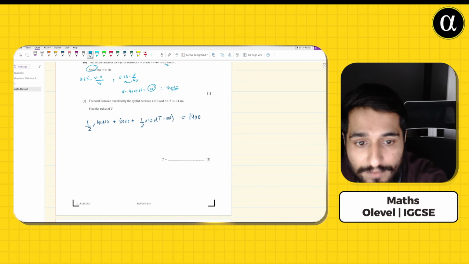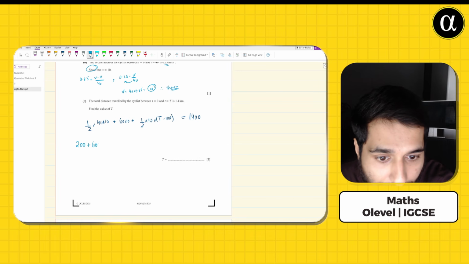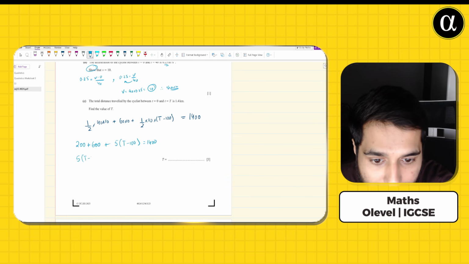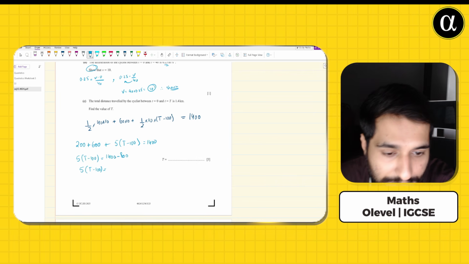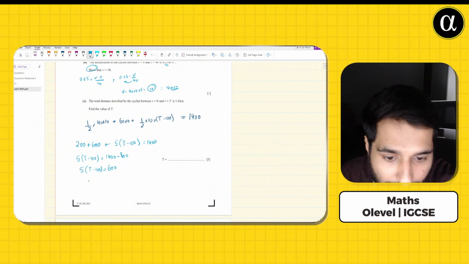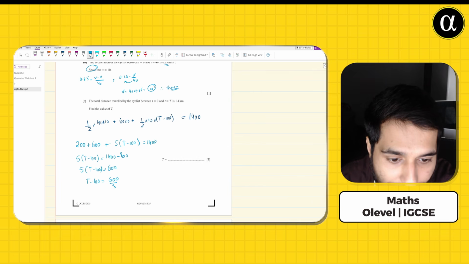Now, when we solve this, this is going to be 400 divided by 2, which is equivalent to 200, plus 60 into 10 is 600, plus 10 over 2, that is 5 times t minus 100, should be equivalent to 1400. Now this 5 times t minus 100 should be equivalent to 1400 minus 800, so 5 times t minus 100 should give me 600, and t minus 100 should give me 600 over 5.